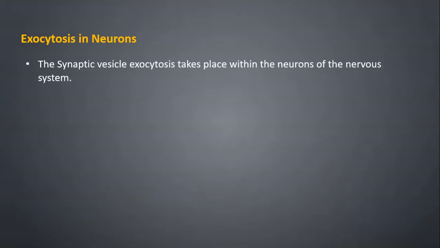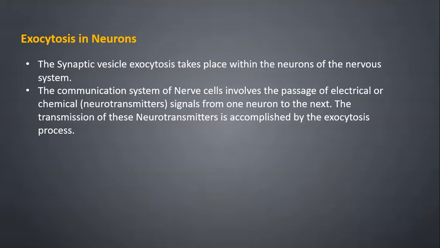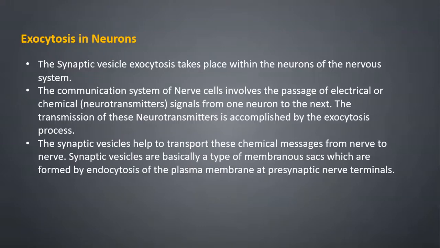Another example of exocytosis is the exocytosis of neurons. The synaptic vesicle exocytosis takes place within the neurons of the nervous system. The communication system of nerve cells involves the passage of electrical or chemical neurotransmitter signals from one neuron to the next. The transmission of these neurotransmitters is accomplished by the exocytosis process. The synaptic vesicles help to transport these chemical messages from nerve to nerve.